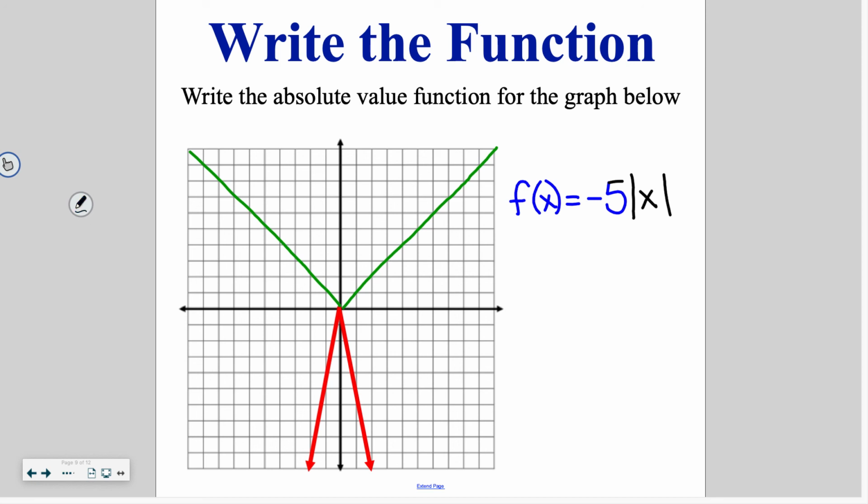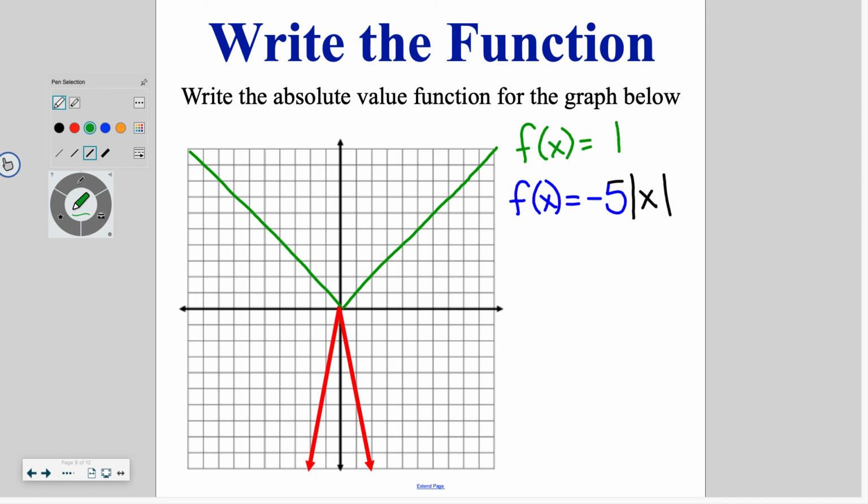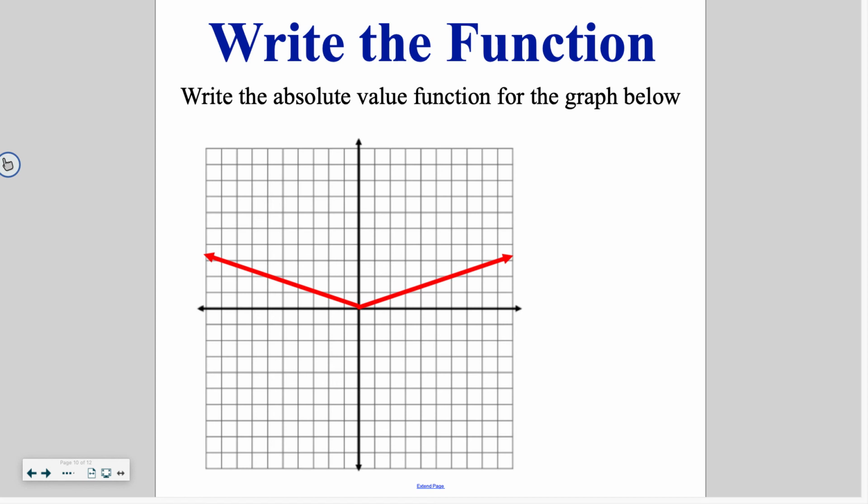So that original function, if we go back and look at our original f of x is equal to absolute value of x, that slope out front we could have put 1 because we're going up 1 and over 1. But now, as we flipped it over, we're going down 5 and over 1. So we're changing that slope value out front of the equation. Go ahead and try this one on your own.